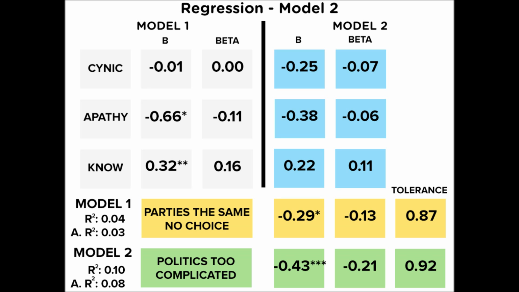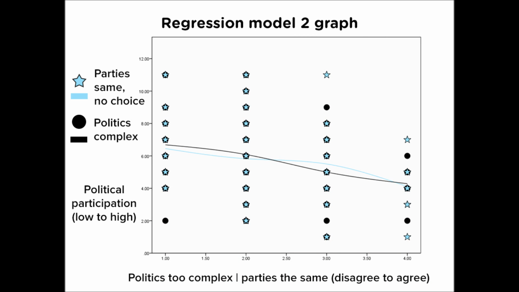The R-square increases from 4% to 10%, which shows your feelings about your own power and understanding of the system has a much bigger impact on political participation than attitudes or level of actual knowledge. In other words, it's not so much that people are unwilling to participate as much as they feel that they are unable to.